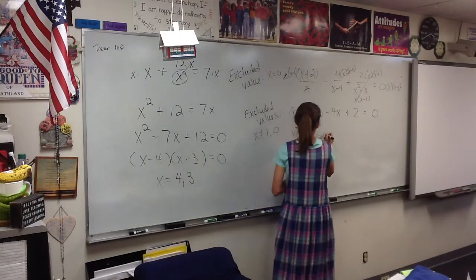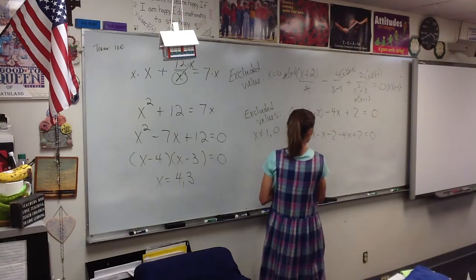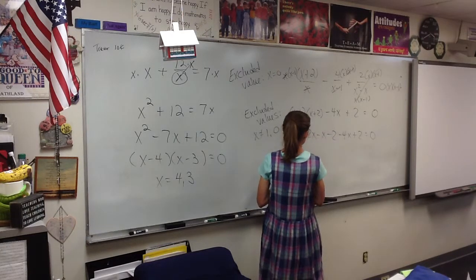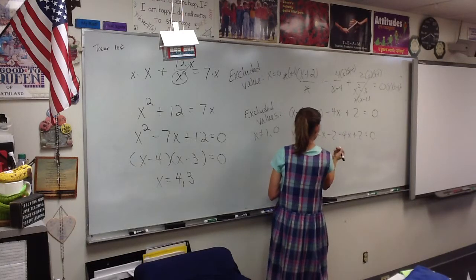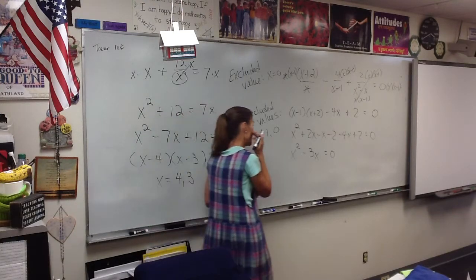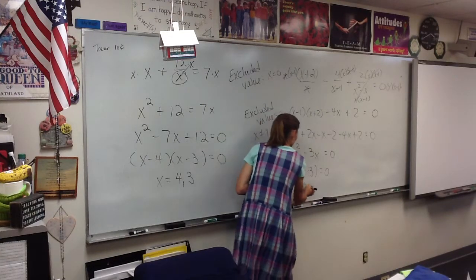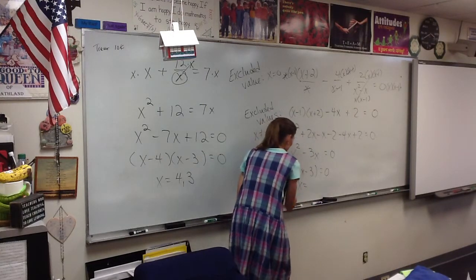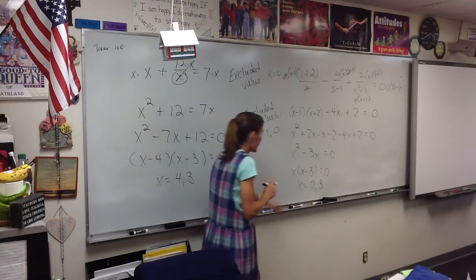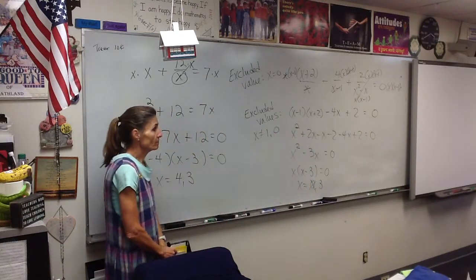X squared. So let's collect my terms. What do I have? X squared minus 3x. Is that all I have left? Yeah. That factors. So what are the roots to this equation? What are the answers to this equation? 0 and 3. But whoa, what did we say about 0? Can't have it. So the only answer to the problem is 3.